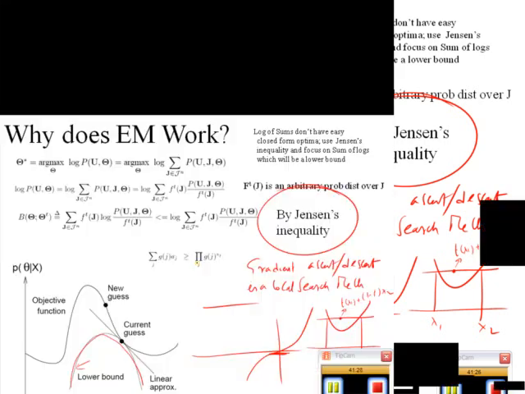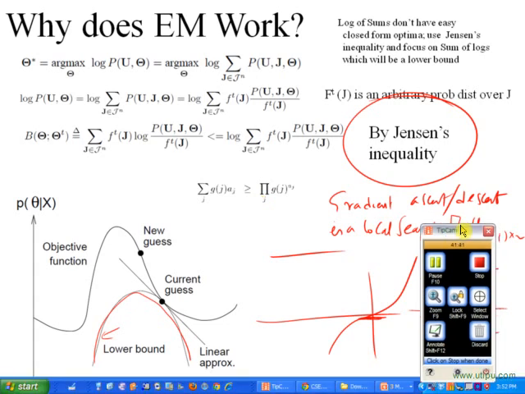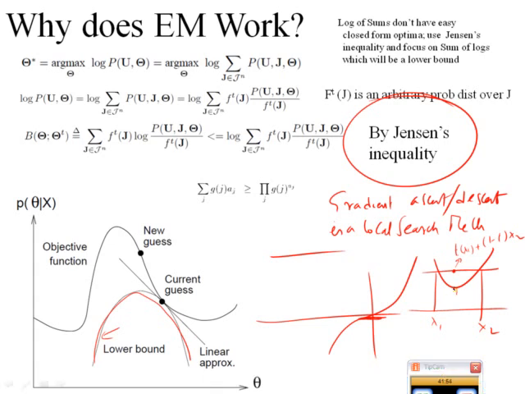Where t is a number between 0 and 1. I mean, you'd normally write it as alpha times x1 plus 1 minus alpha times x2. Okay, right? And then this is the function itself. So this is f of this whole thing.